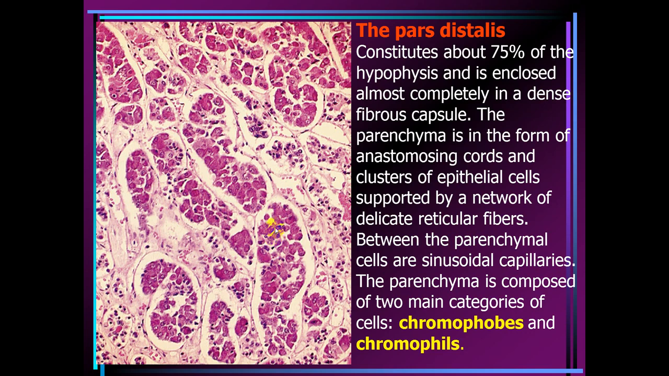The epithelial cords are composed of two main categories of cells, chromophobes and chromophils. You can see that some cells are bright staining, these are chromophils, and some cells are pale staining, which means chromophobes. Chromophobes are more numerous than chromophils.